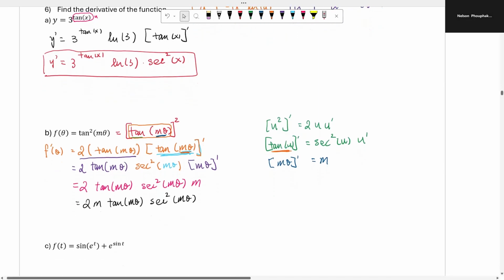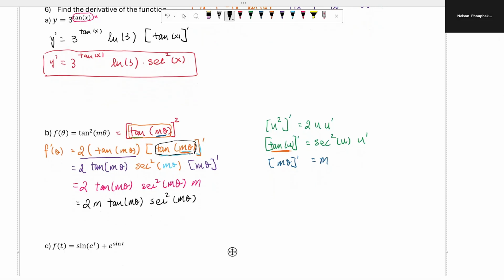So this is the idea of the chain rule in this problem. If you have an inner function, or maybe I should say if you have an inner function within another inner function, then in this case you are going to calculate the derivative until you take care of all the inner functions. Then you are done.